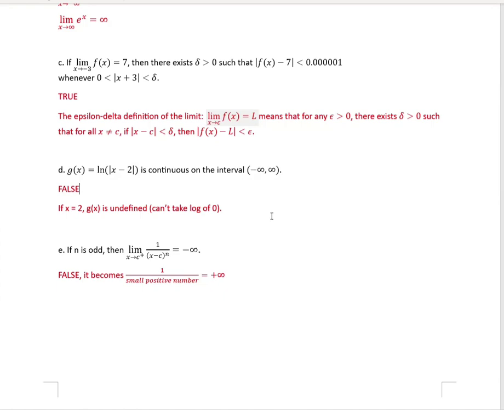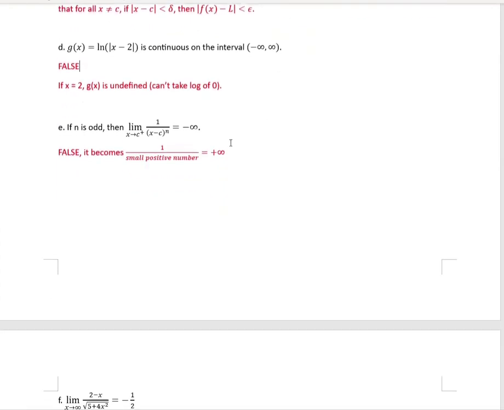Simple debunk right there. If n is odd, then limit as x approaches c from the right of 1 over (x minus c) to the n is equal to -infinity. This is false, because this is the technique I was showing earlier. It becomes 1 over a small positive number as x approaches c from the right, so it's a little bigger than c. So some number bigger than c minus c, that will be positive. Positive number to the n power, and it doesn't matter if n is odd or even in this case.